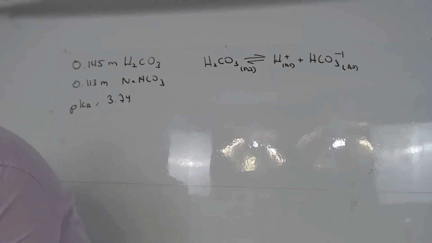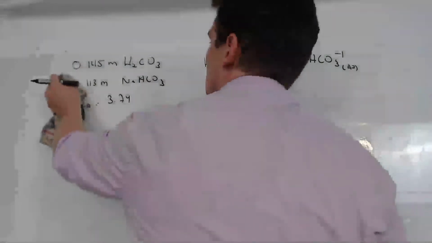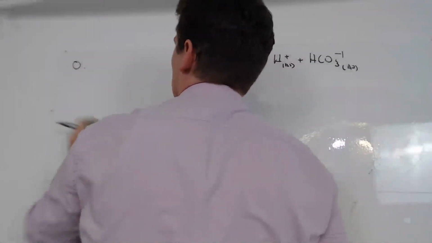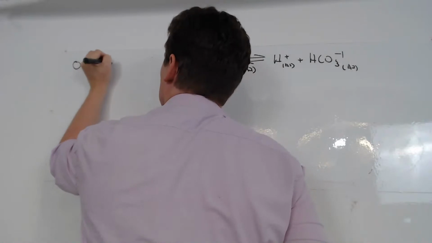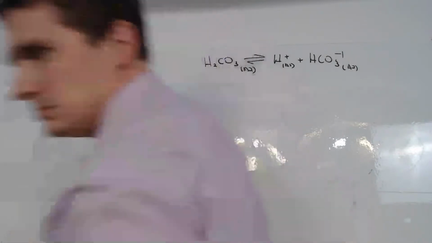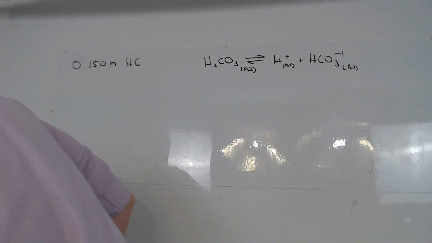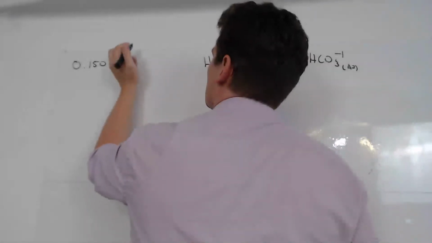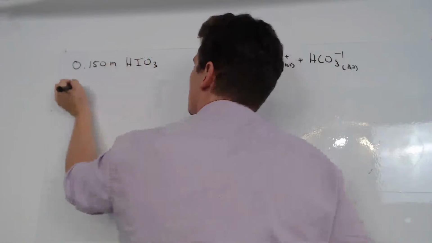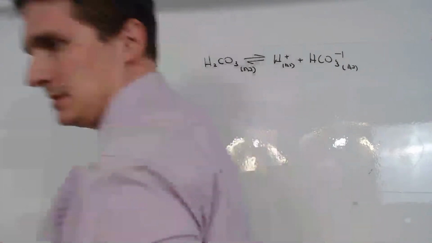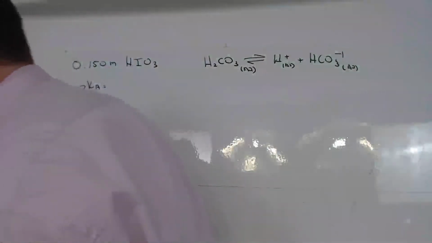Actually, getting a request for a specific problem. What is the pH of a 0.5 molar solution? Okay, let's do that one instead. It's a lot easier to solve, actually. So pH, if we have a 0.15 molar solution of HIO3, iodic acid. The pKa here is 1.23.